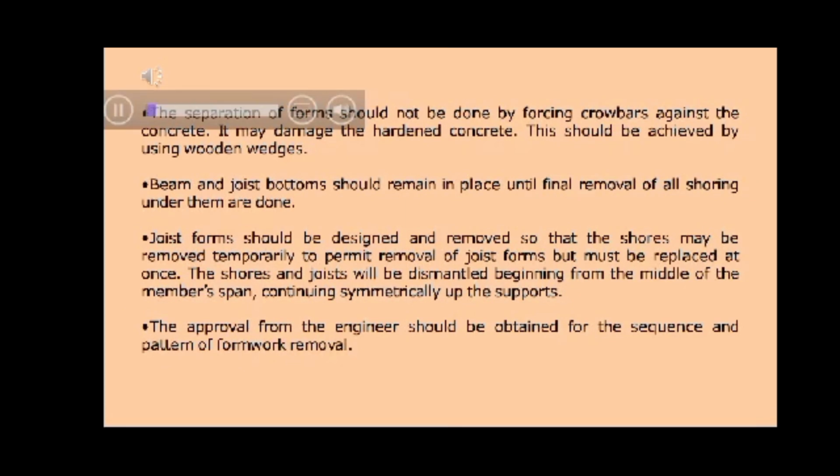So the separation covers against the hardened concrete, with wooden wedges kept in place until final removal is done. Joists are removed so that the shores may be removed. The shores are removed beginning from the middle and proceeding symmetrically. Approval from the engineer should be obtained on the pattern of formwork removal.